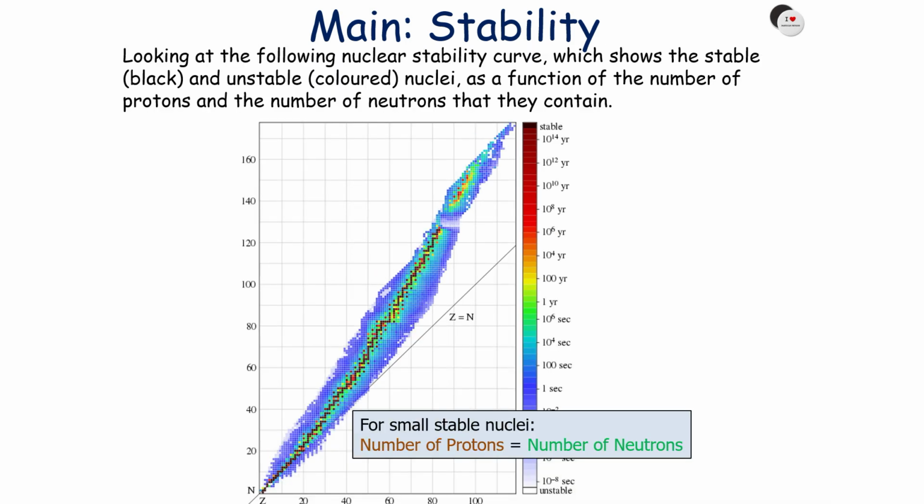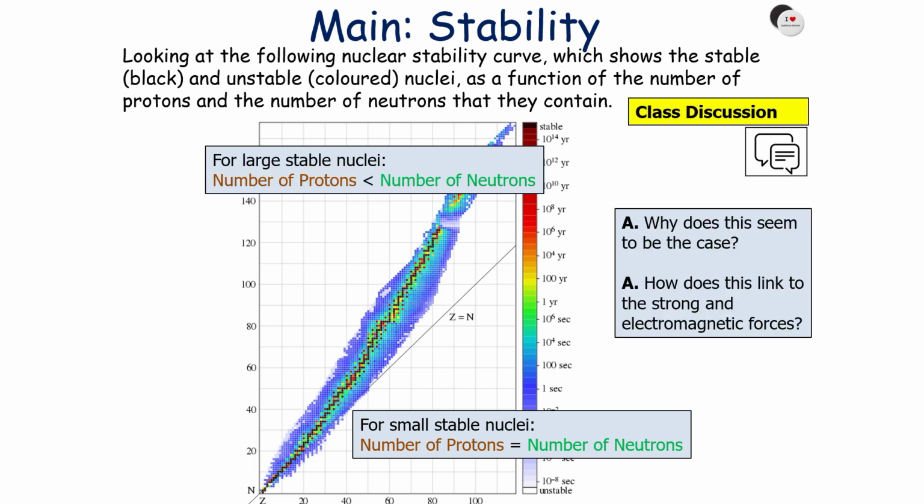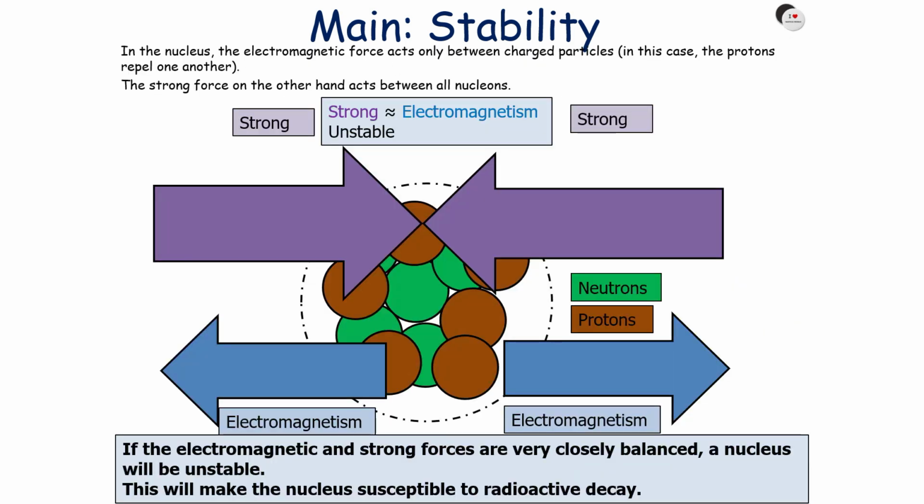Now you'll notice that for small stable nuclei the number of protons equals the number of neutrons, whilst for large stable nuclei the number of neutrons is much greater than the number of protons. So why is this the case? Well, in the nucleus, the electromagnetic force only acts between charged particles, protons, whilst the strong interaction acts between all nucleons, both protons and neutrons.